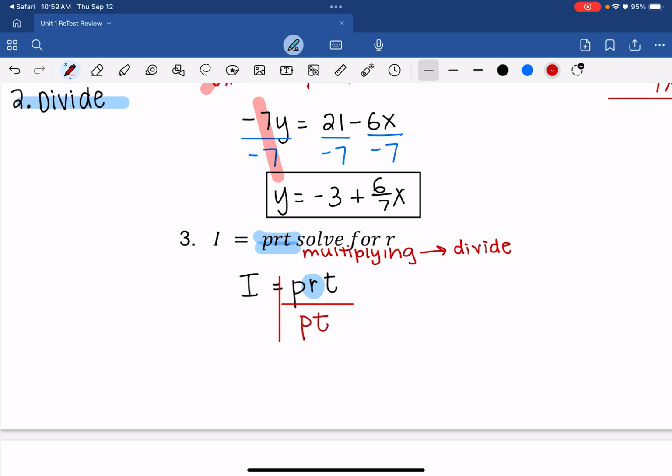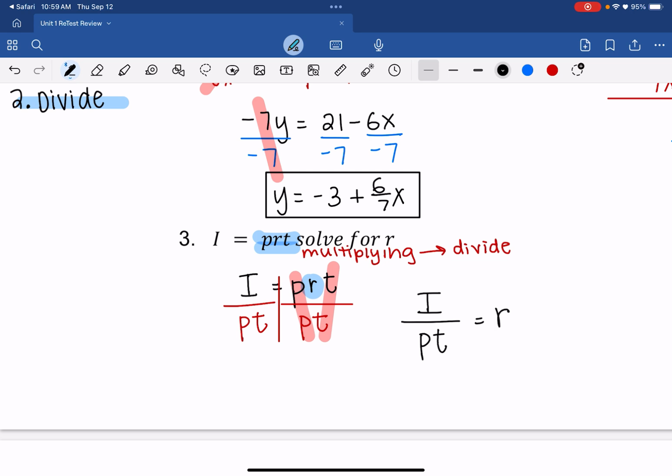or the T. But what I do on one side, I have to do to the other, because when I divide off a P and a T, these both turn into 1. They cancel out. Okay, so our answer is I is divided by P times T, and that'll give you R. So interest divided by principal times time equals R. All right, I hope this helps.